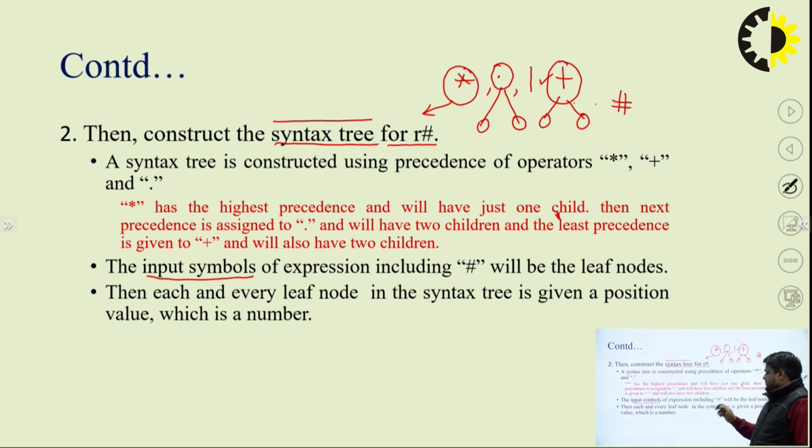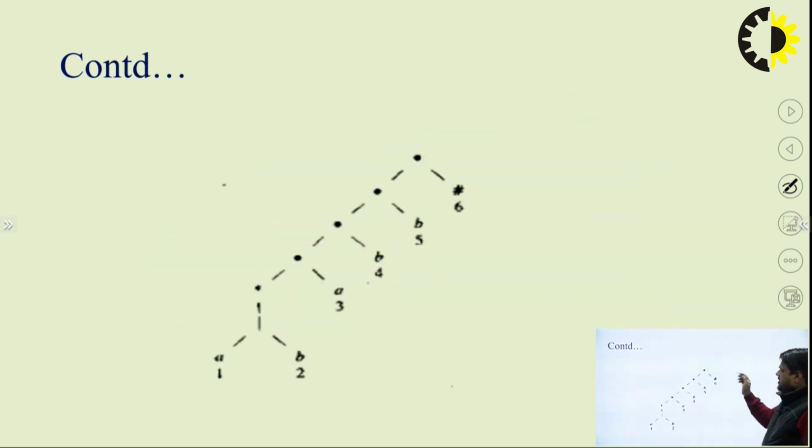And basically in the syntax tree, we have to assign a position number corresponding to each symbol in the leaf nodes of the syntax tree. The position value is an integer. You can see I have taken the expression (a|b)*abb.